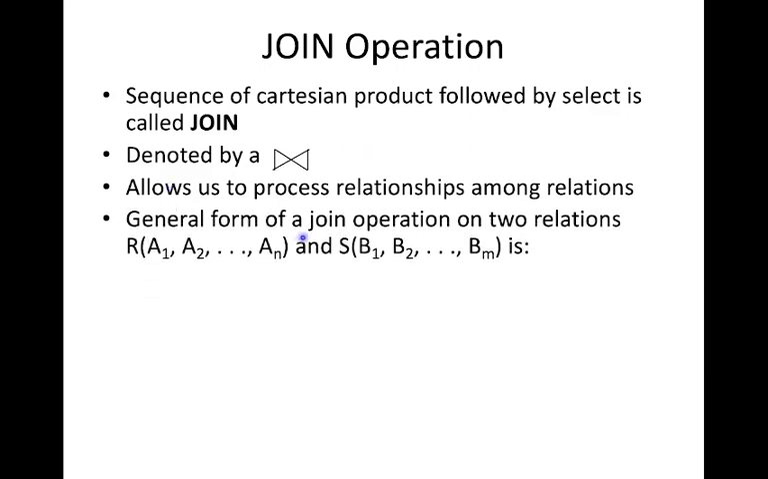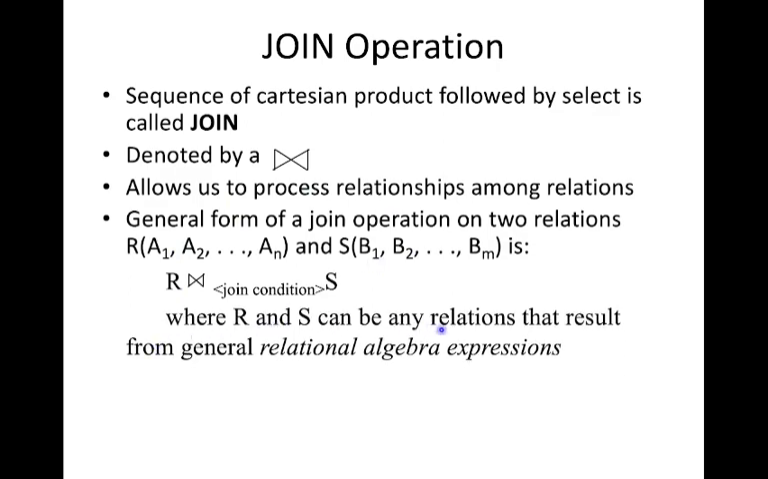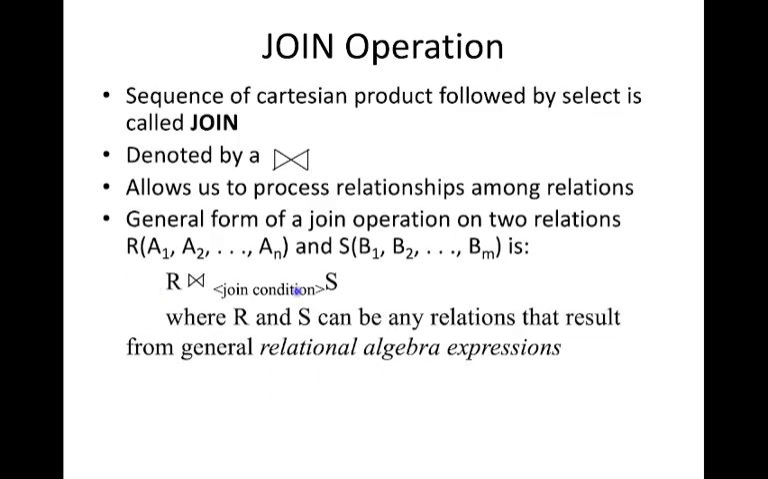The general form of join operation is for two relations. If we have two relations R with attributes A1, A2, etc., and S with attributes B1, B2, etc., Bm, then the general format is R join with some join condition S. Based on that join condition, we will be joining these two relations together. Here R and S can be any relations that result from general relational algebra expressions. So this is the general syntax.